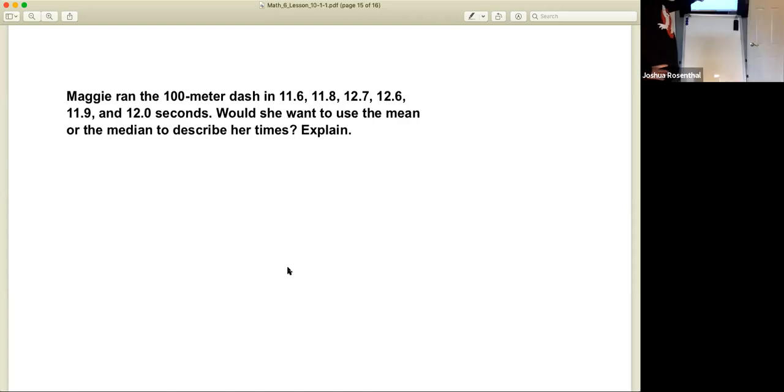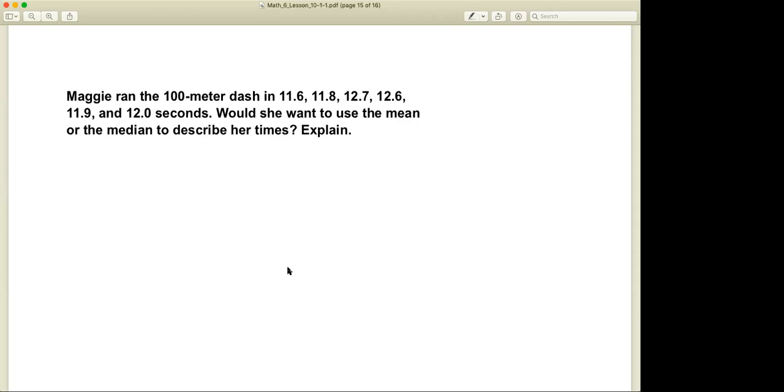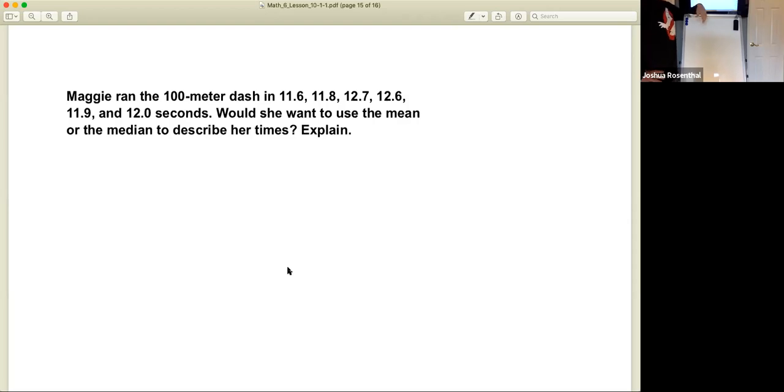Yeah, and you have to look at her motivation too. What is she trying to do? Is she trying to advertise or is she trying to get better? Is she trying to brag? She's trying to get into the Junior Olympics. Or is she just trying, for her own personal information, to know where she's at so she can get better?